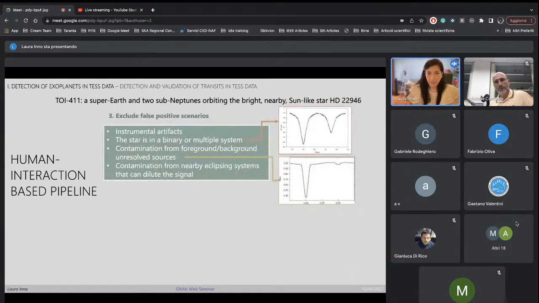Once we found the transit, then we have to exclude false positive scenarios, which basically include instrumental artifacts, which can be excluded if there is nothing weird in the data, and if there is nothing in the TESS manual that reports any problem with the satellite at the time. So this is the easiest scenario to clean. And then the astrophysical false positive. You could mistake the signal for a star in a binary or multiple system, or you can have contamination.